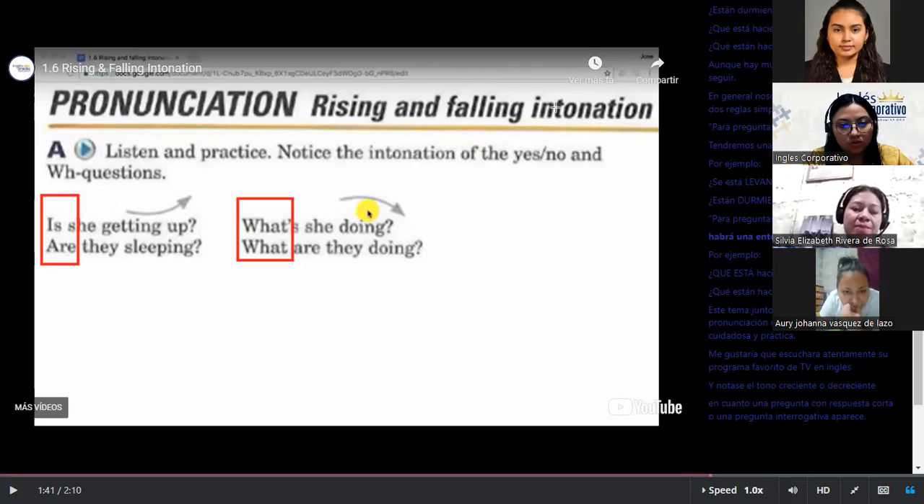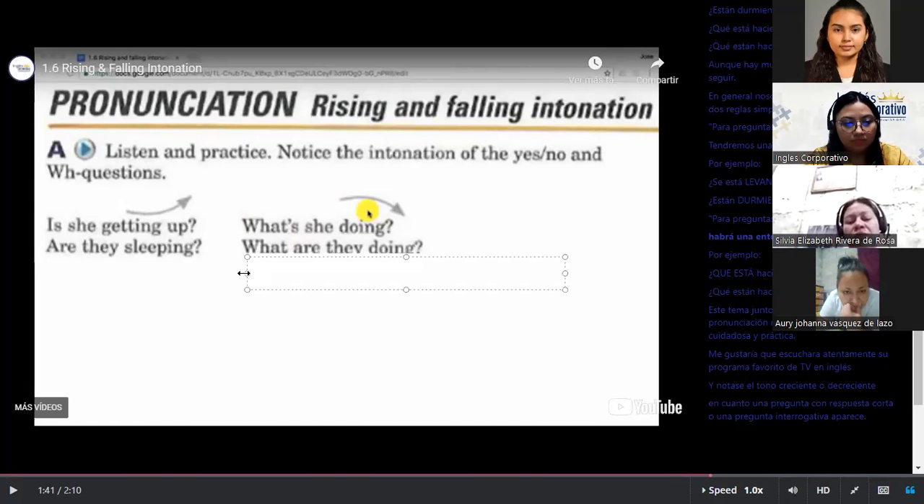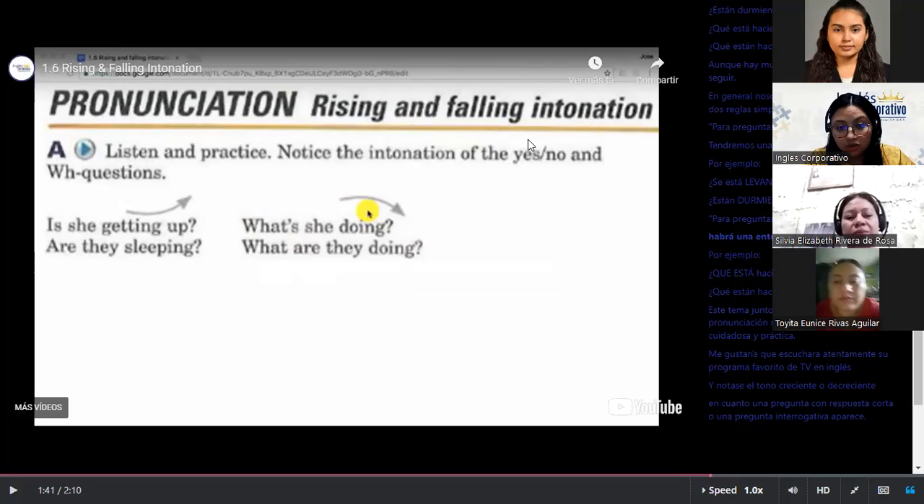Rising intonation. For example, si yo les pregunto, what time is it? What time is it? That is a rising or falling intonation? What time is it? Rising or falling? Falling. Voy a escribirla con negro. Falling intonation. ¿Por qué? Porque inicia con una WH word.